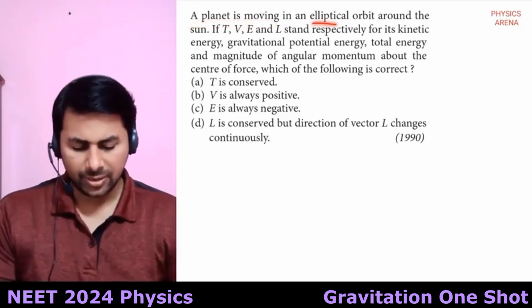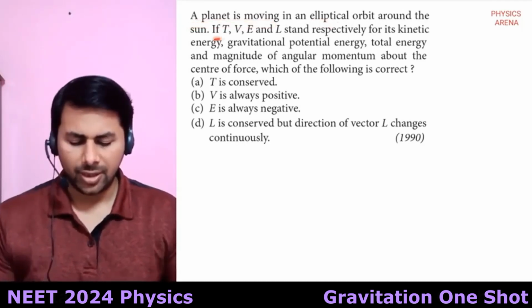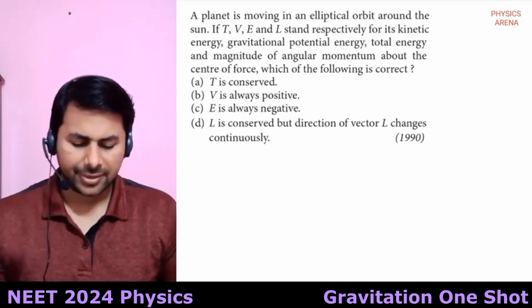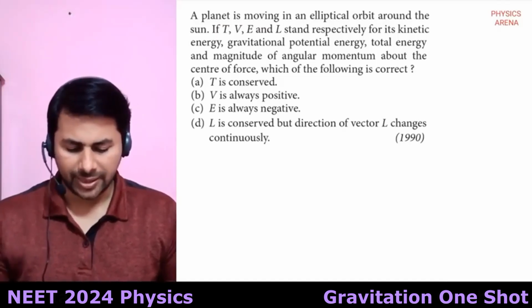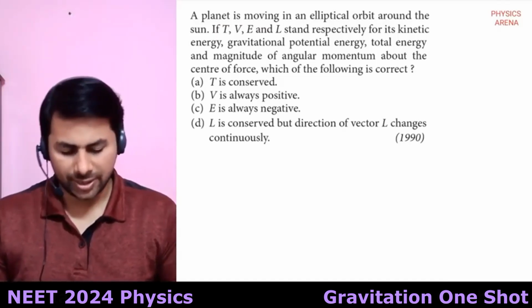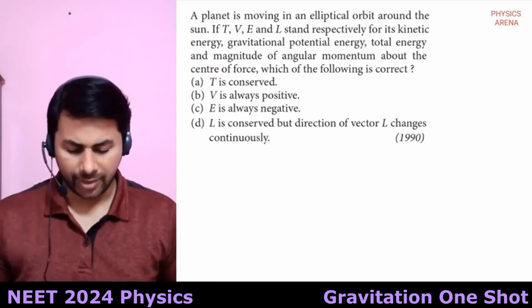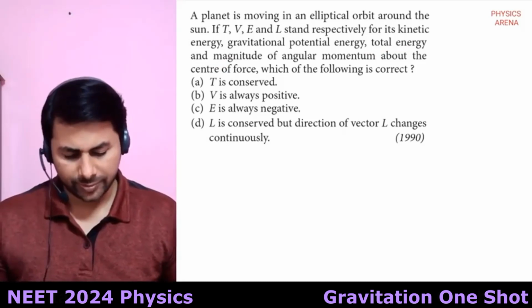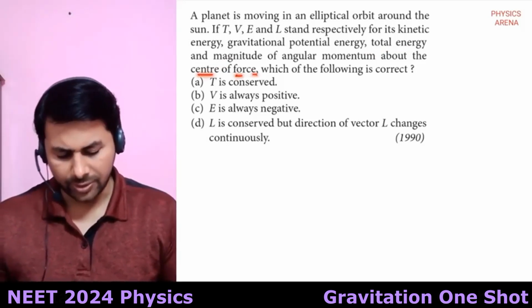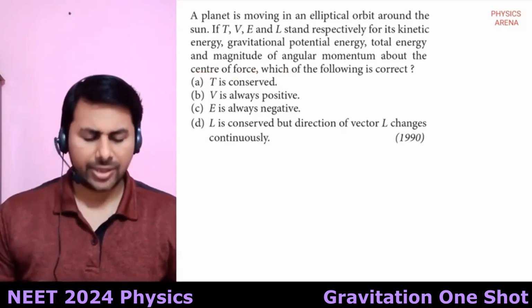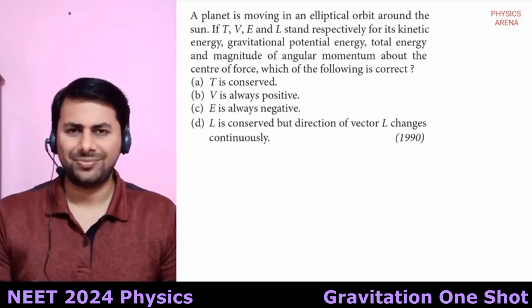A planet is moving in an elliptical orbit around the Sun. T, V, E, and L stand respectively for its kinetic energy, gravitational potential energy, total energy, and magnitude of angular momentum about the center of force. About the center of force, which of the following is correct? Tell me.